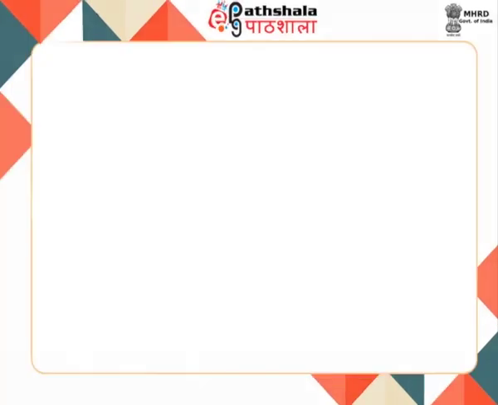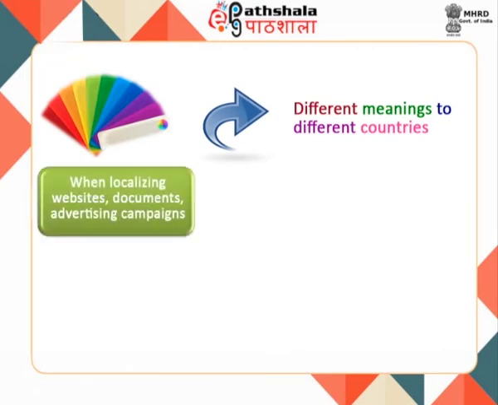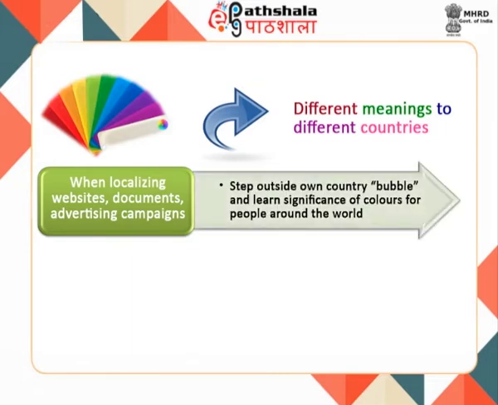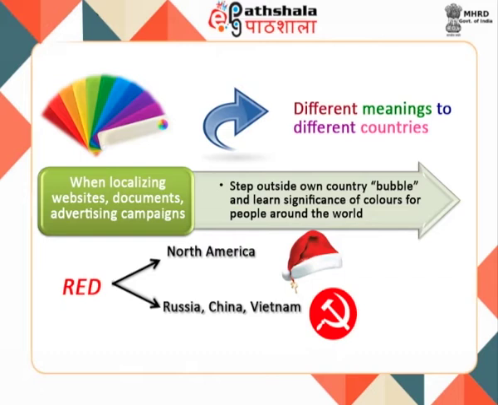People from Asian or Middle Eastern cultures may assign different meanings to colors compared to people in North America. When localizing websites, documents, or advertising campaigns, it is crucial to step outside your own country bubble and learn a bit more about the significance that colors may have for people around the world in order to avoid embarrassment or possibly alienating potential customers. For example, the color red is often a symbol for Christmas in North America, while in countries such as Russia, China, and Vietnam, the same color symbolizes communism.